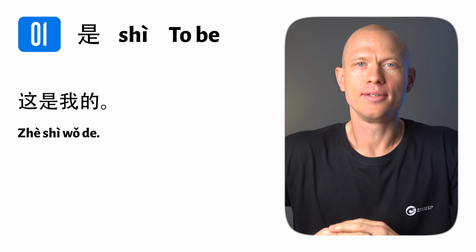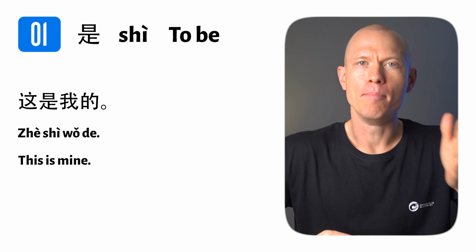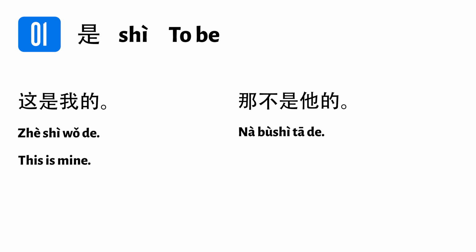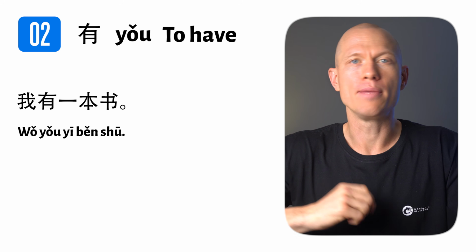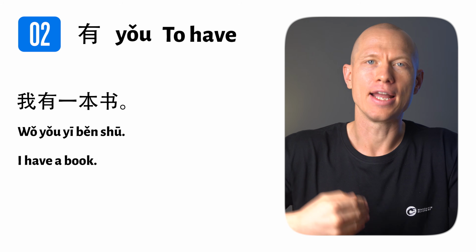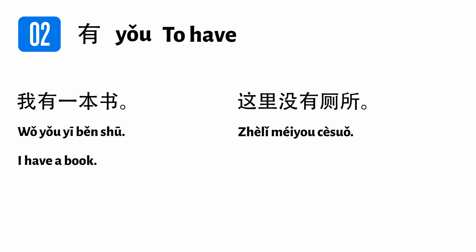这是我的. This is mine. 那不是他的. That is not his. You notice Chinese has no verb conjugation. Thanks, Chinese. Next, 有, to have. 我有一本书. I have a book. 这里没有厕所. Here, no have, toilet.